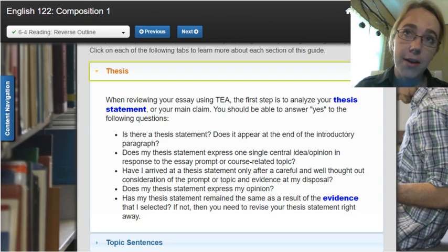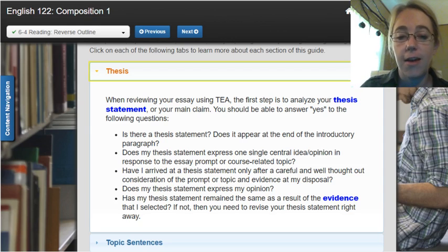Okay, so we're talking about our reactions to these essays. Does your thesis statement clearly state, hey, this is my opinion, and these are the reasons why? Have you arrived at a thesis statement after careful and well thought out consideration of the prompt or topic and the evidence at your disposal? Essentially what we're asking ourselves here is, is your thesis reflective of all that analysis that we did of our chosen essay? Does your thesis statement express your opinion?